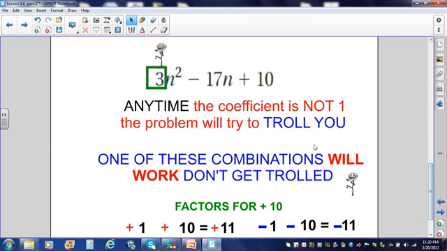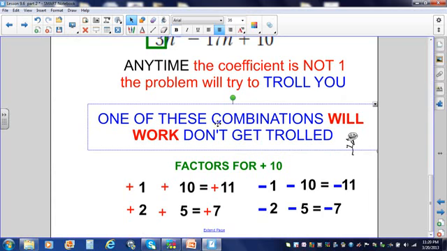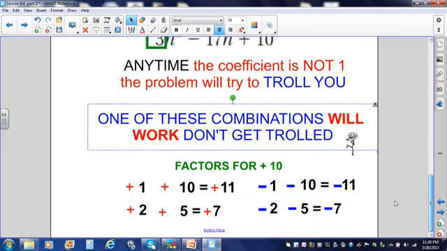That's because you are getting trolled. Anytime the coefficient is not 1 at the beginning, the problem will try to troll you. So don't get trolled, because one of these combinations will work. Don't get trolled if the first term does not have a coefficient of 1.